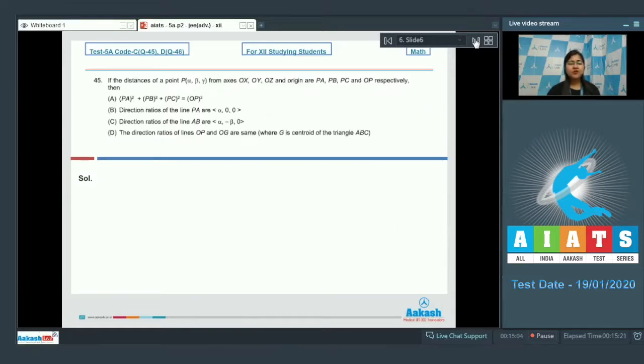Next is question number 45, which says if the distances of a point P from axes OX, OY, OZ and origin are PA, PB, PC and OP respectively, then we have to answer the following questions. Let us say this is the coordinate axis and there is any point P. So if we talk about only x-axis, this is OX. Let us say this is PA, distance of P from x-axis. Now this point is alpha, beta, gamma. So coordinate of point A will be alpha on x-axis, coordinate of y and z will be 0. So this is PA.